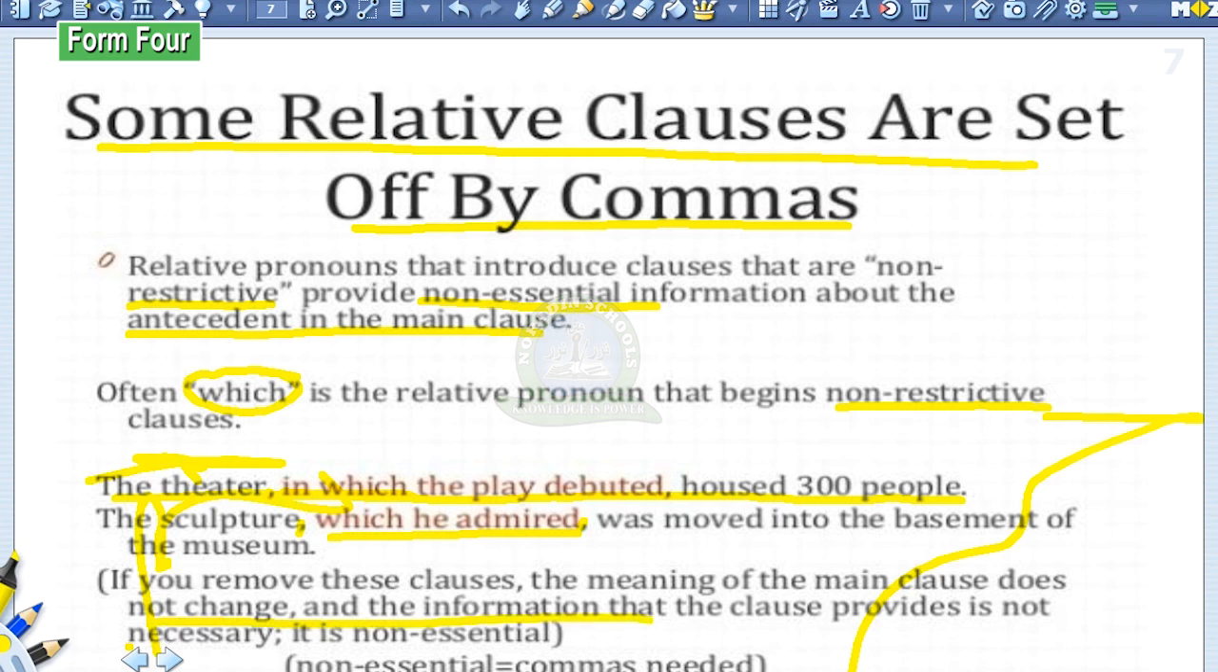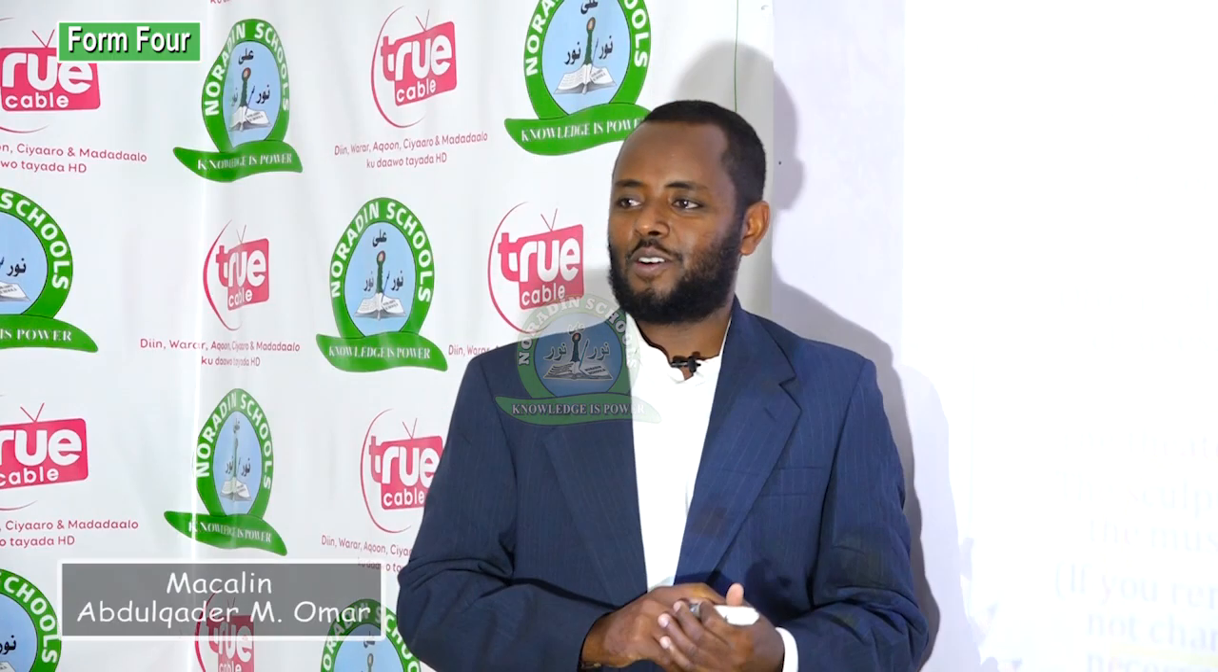The information that the clause provides is not necessary. So for non-essential information, commas are needed.